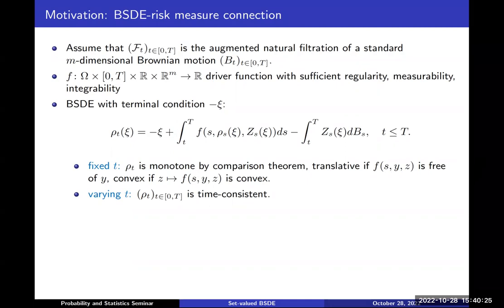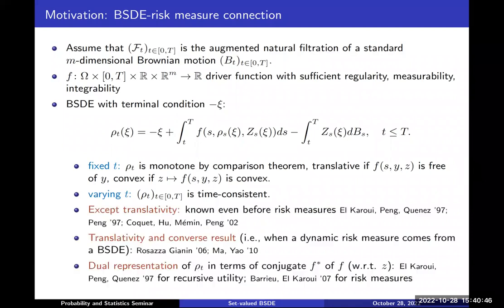Then this will be rho t of x minus m. This is what I mean by translativity. So if the driver f is only a function of, let's say, e and z, but not of y, then this is satisfied, and indeed this is sort of if and only if.